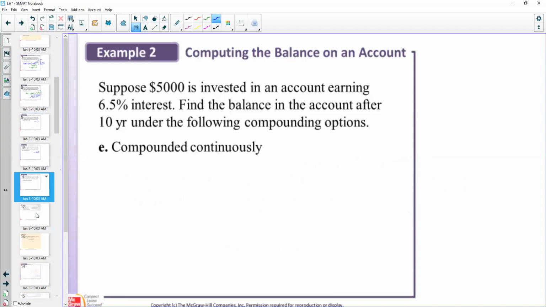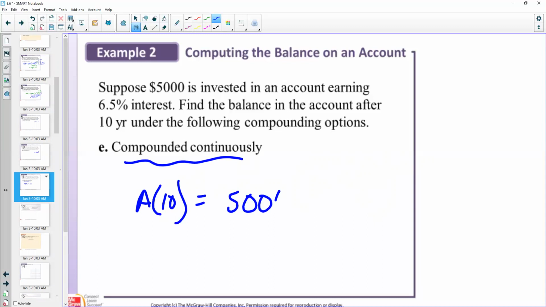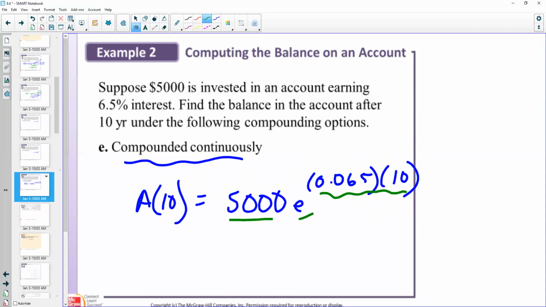Okay, and then when we get down to here, this one says compounded continuously. So now we shift the formula a little bit. My amount after 10 years equals the principal, P, times e to the rate as a decimal, 0.065, times time. When you do this in your calculator, you'll put in 0.065 times 10, then use the e to the x key, and then multiply by 5,000. When you're done, you should get $9,577.70.